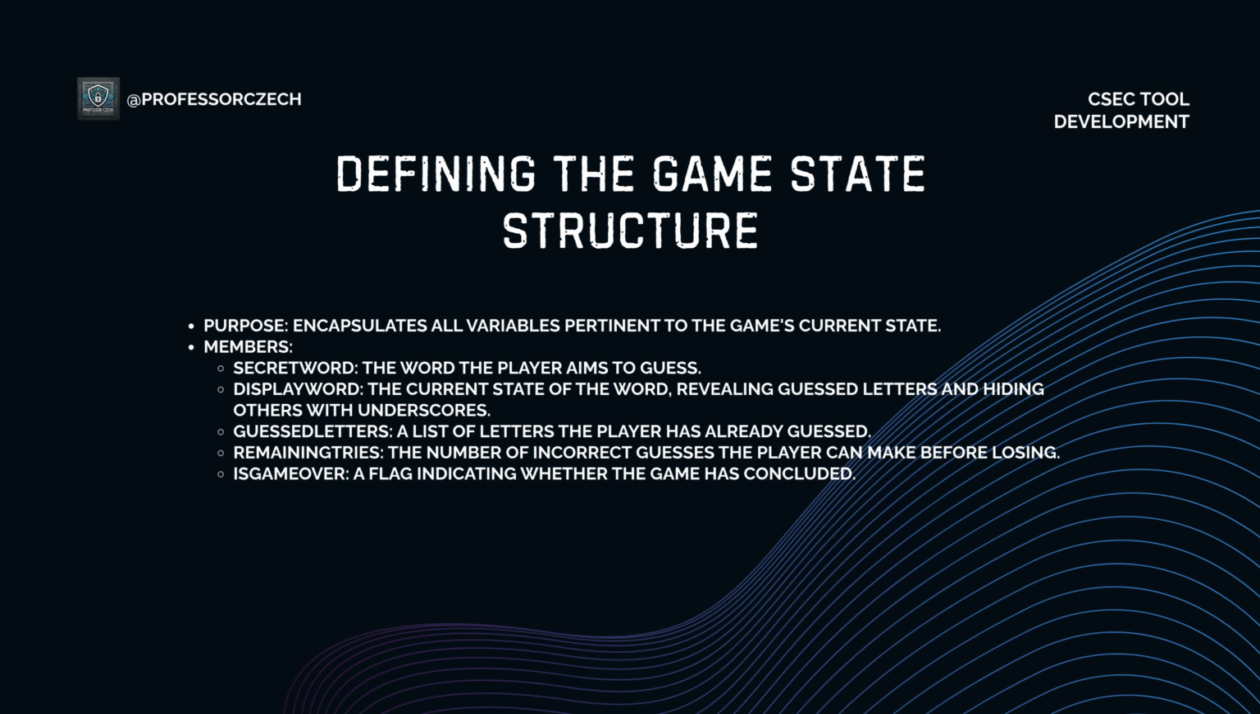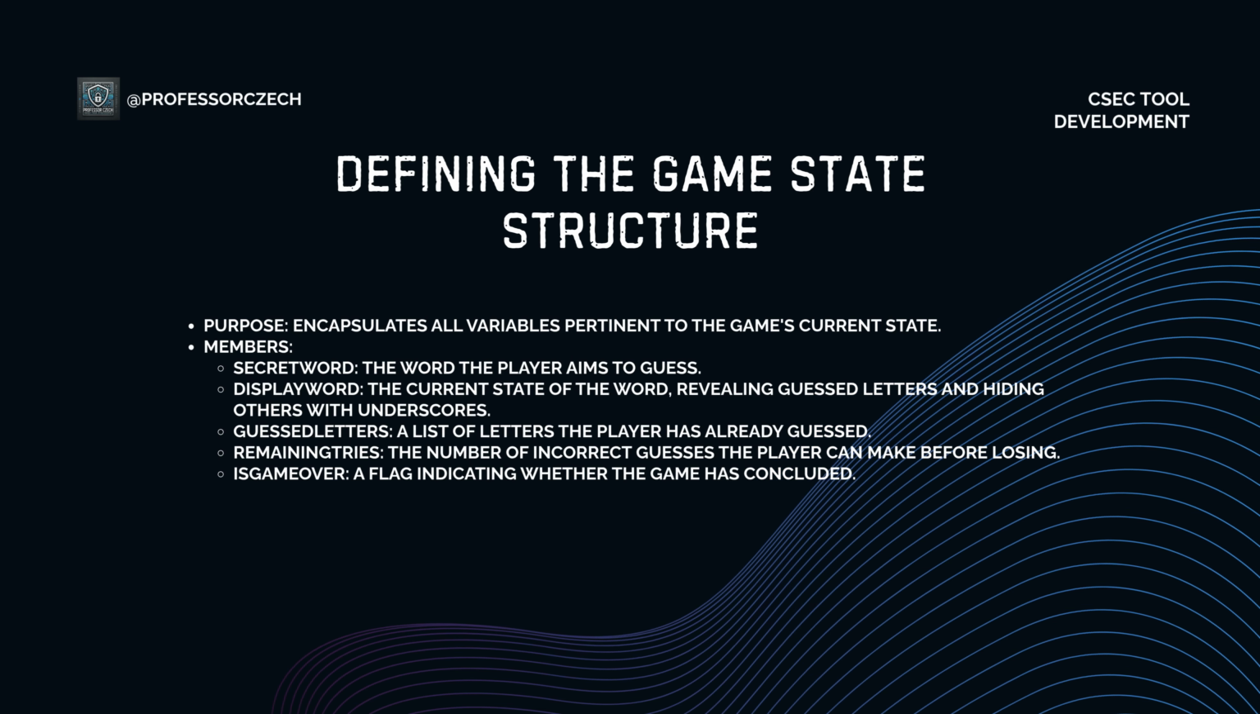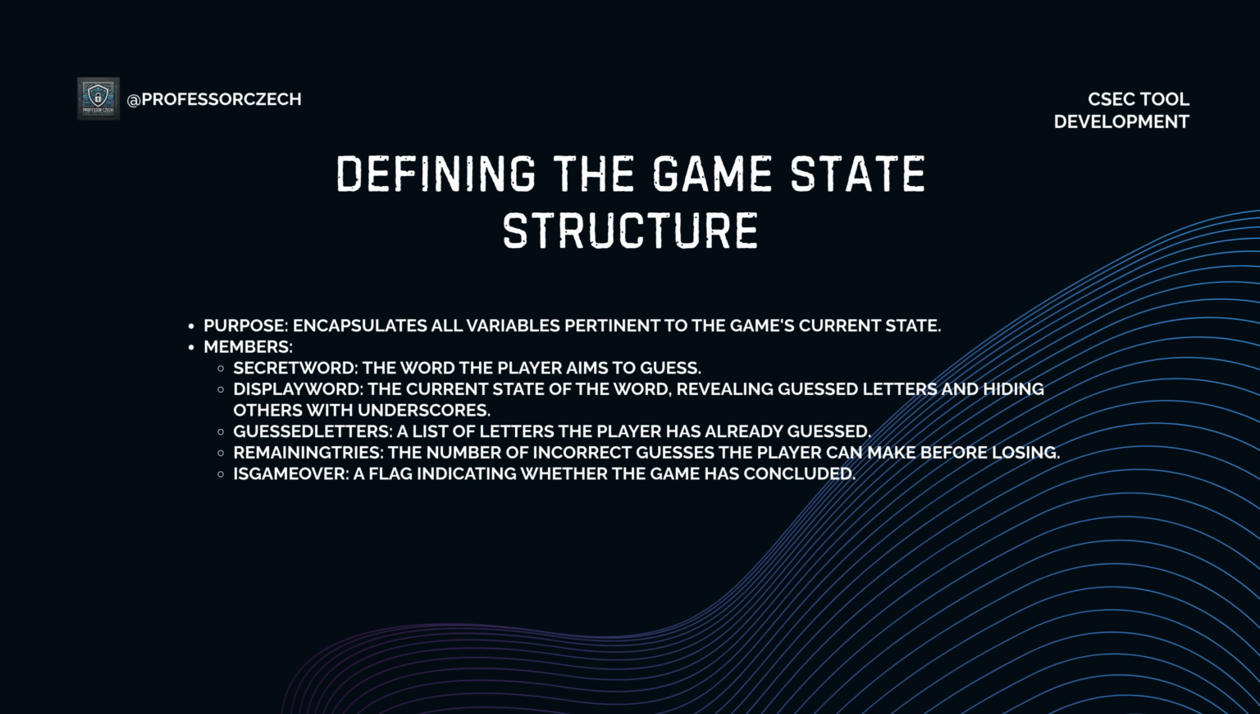Our game state structure encapsulates all the variables pertinent to the game's current state. We have a few members, such as secret word, which is the word that the player is trying to get. We have display word, which is the current state of the word, revealing guessed letters and hiding others with underscores. For guessed letters, it's a list of letters that the player has already guessed. And remaining tries is the number of incorrect guesses the player can make before losing. And then is game over is a flag indicating whether the game has concluded.